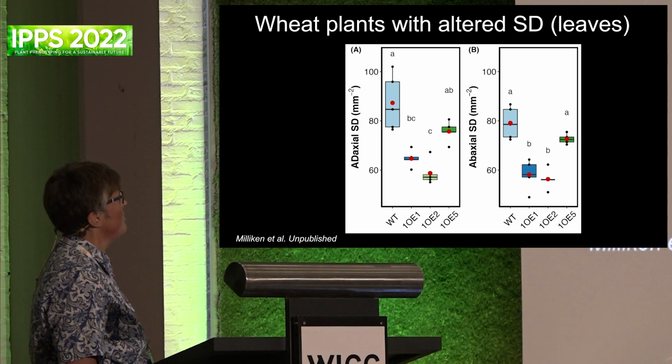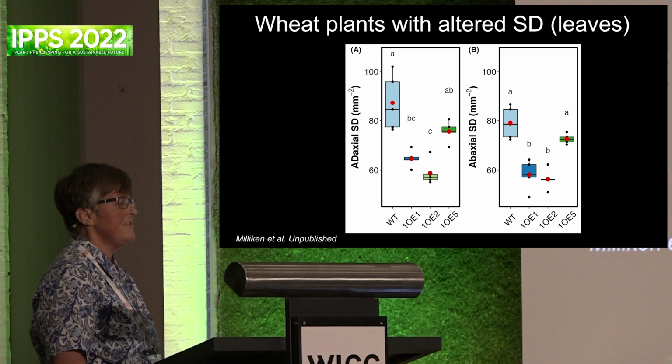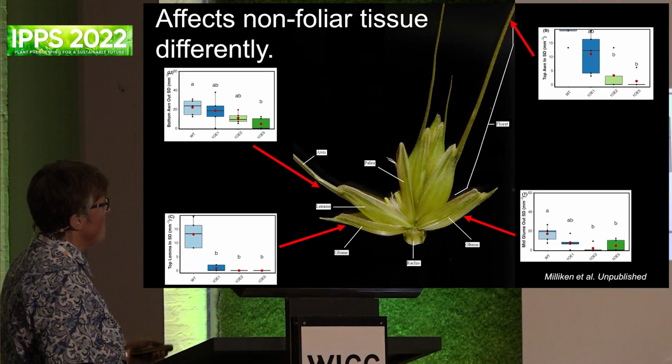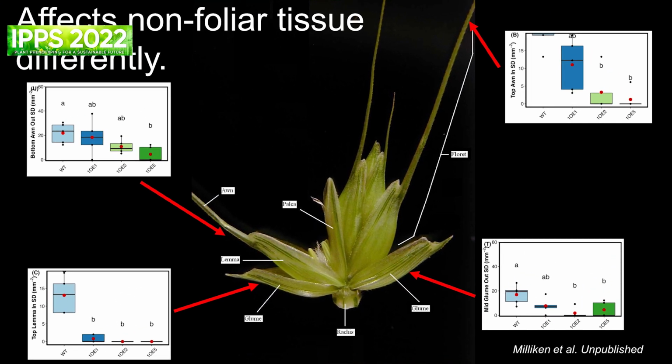So we thought, right, we'll have a look at these and see if there are changes in stomatal density in those non-foliar tissues. We looked at various different components of these. The numbers are a little bit different. What you can see is there's generally a decrease in the stomatal density in the transgenic plants, as you'd see in the leaves, but it's not always the same. There's variation in how those EPF genes are affecting stomatal density in these non-foliar tissues.